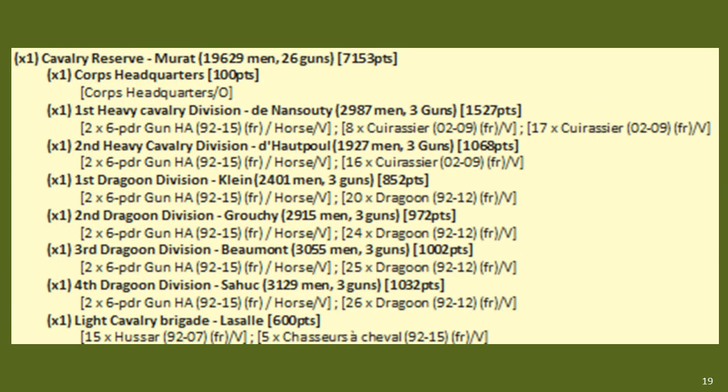While the cavalry reserve did not play a major part in the actual battle, it was critical in the pursuit and rapid advance into Prussia. It consisted of 2 heavy cavalry divisions, 4 dragoon divisions, and a light cavalry division.